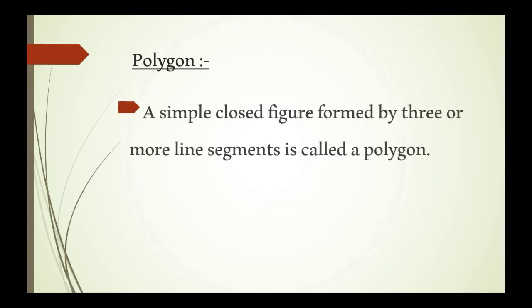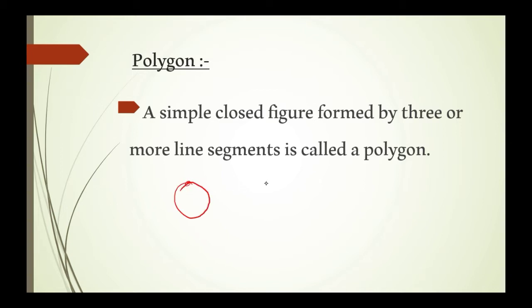So first we're going to learn what a polygon is. A simple closed figure formed by three or more line segments is called a polygon. So what is a polygon? A simple closed figure. So what are closed figures?